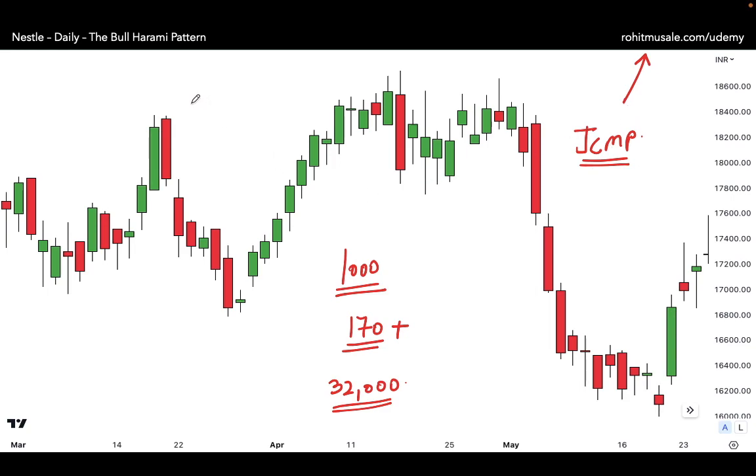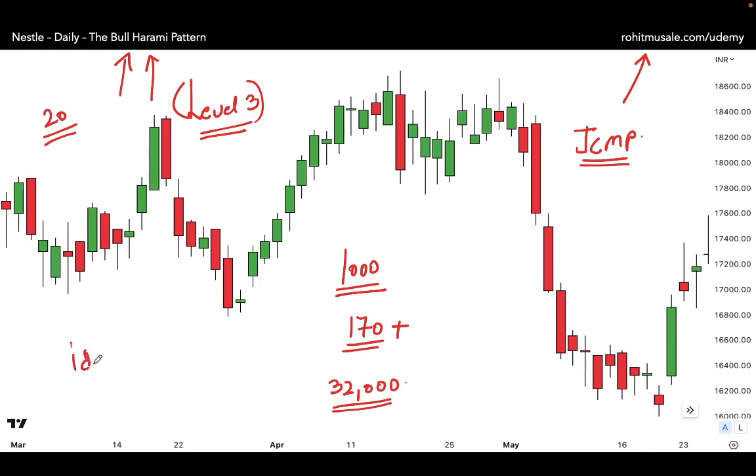There are multiple levels of training there. I think in level 3, I am discussing the Harami pattern in detail. You will find 20 examples of the Harami pattern in level 3. So check whether it's level 3, level 4, I don't remember. But I have discussed this pattern in detail so that you can develop mastery on this pattern.